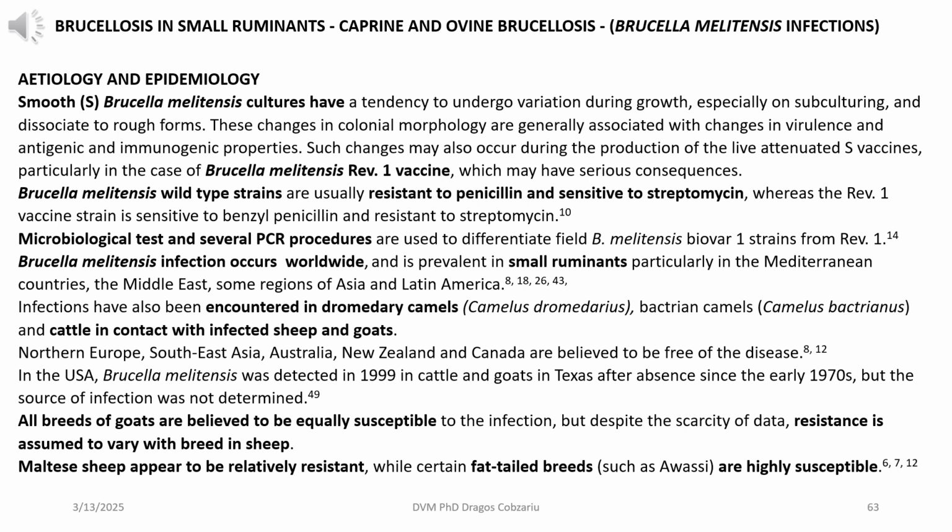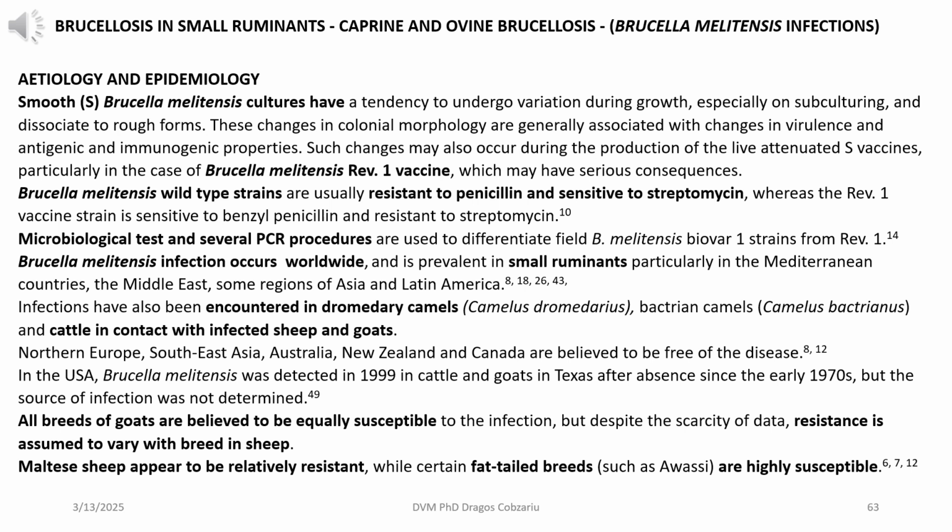Brucella melitensis wild-type strains are usually resistant to penicillin and sensitive to streptomycin, whereas the Rev 1 vaccine strain is sensitive to benzyl penicillin and resistant to streptomycin. Microbiological tests and several PCR procedures are used to differentiate field B. melitensis biovar 1 strains from Rev 1.